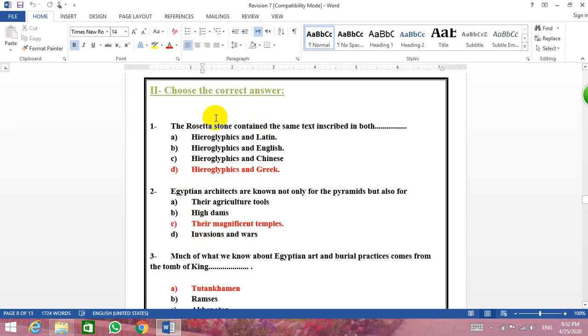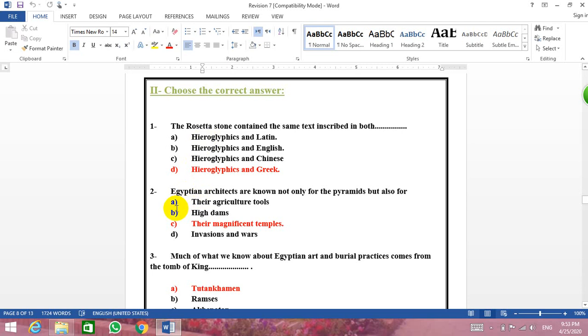Here we have question 2. Choose the correct answer. Multiple choice. Question 1. The Rosetta Stone contained the same text inscribed in which languages? You have 4 options and you have to choose the correct one. Option D is the correct one: hieroglyphics and Greek language.